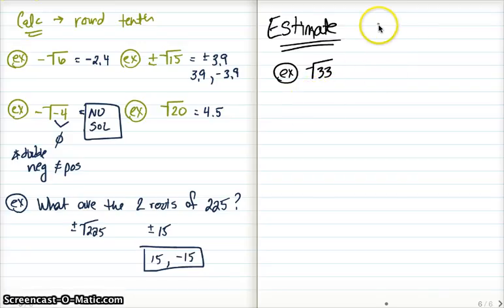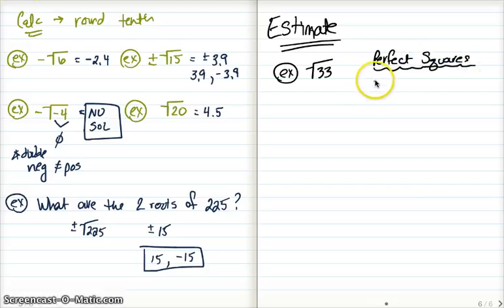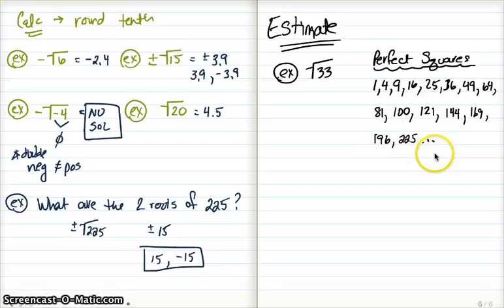So I want to think about my perfect squares. This is how you're going to estimate. And you might even want to make a little list that you can use in your notes. So go ahead and make a list of perfect squares. You can start with 1 squared, 2 squared, 3 squared, 4 squared. So go ahead and do that now. So here are mine. I just went up to 15: 1 squared, 2 squared, 3 squared, 4 squared.